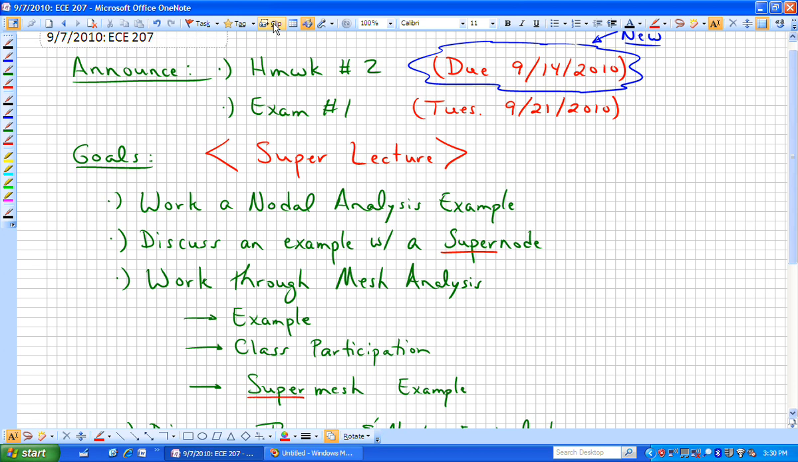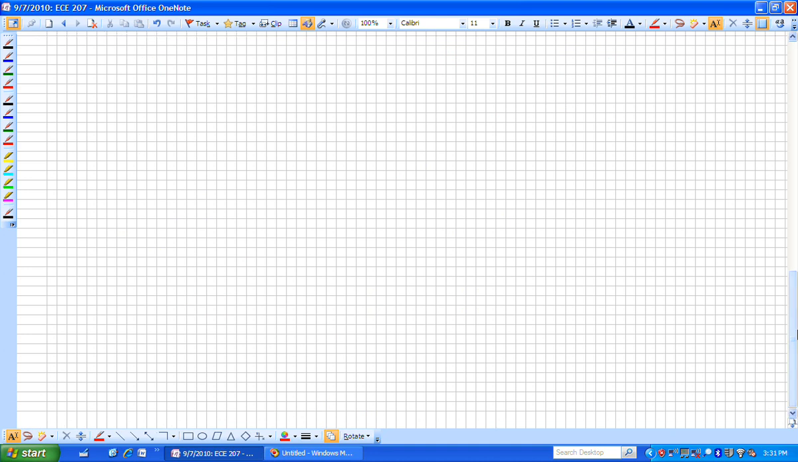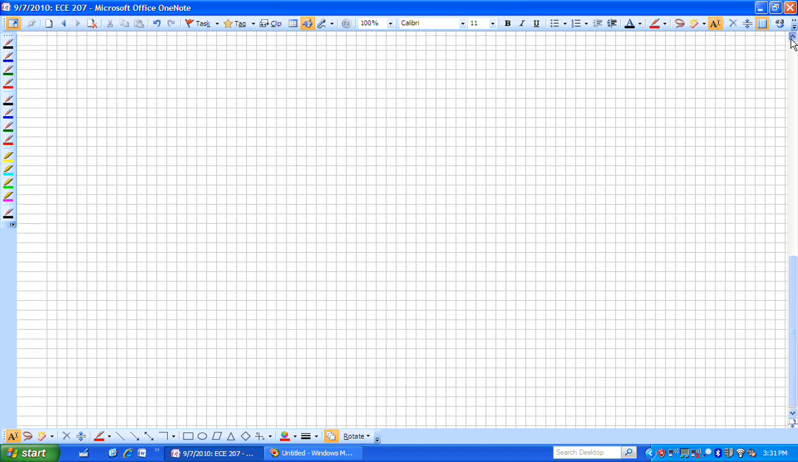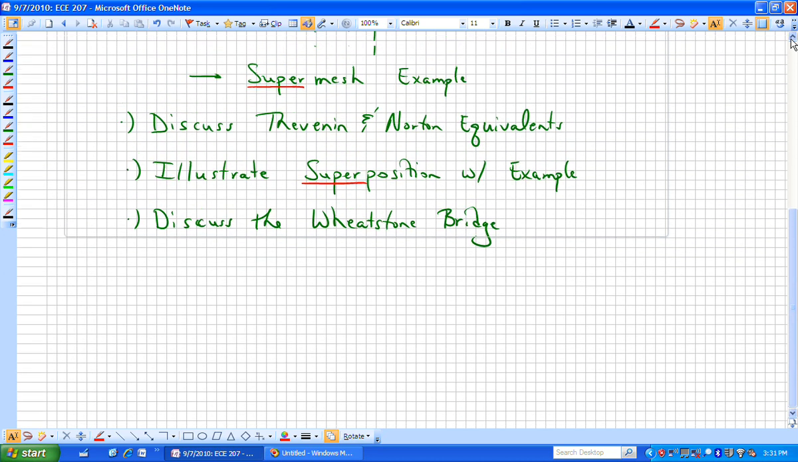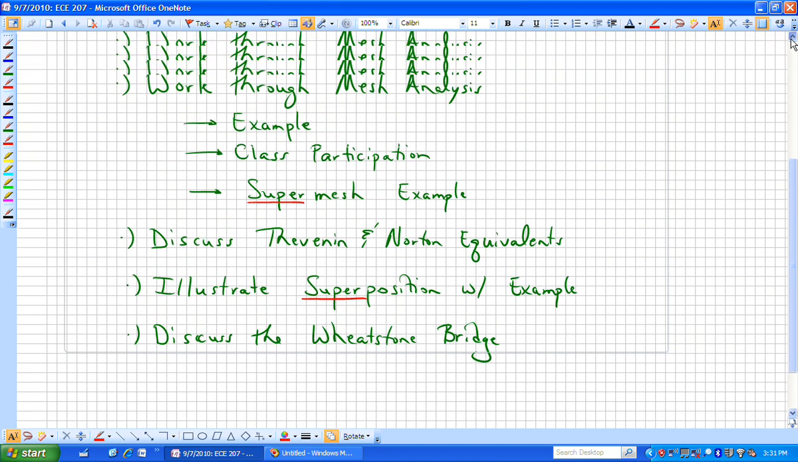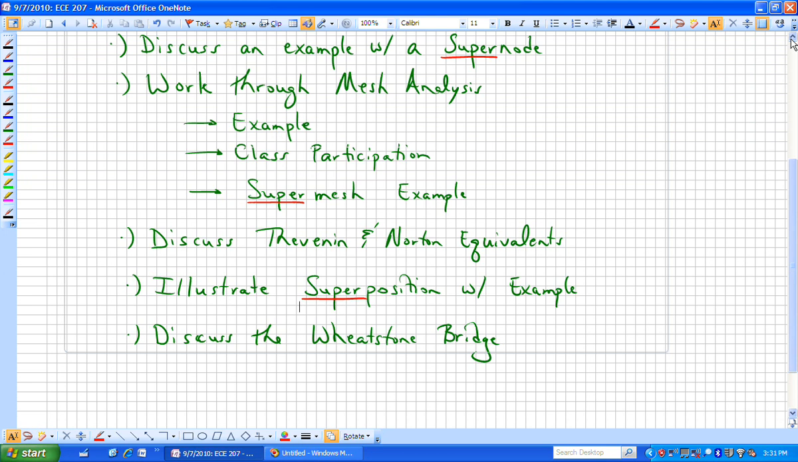This is the super lecture. I know all lectures are super, but the reason is that there are a lot of different supers in this lecture. We're going to talk about supernodes, supermeshes, and even, what in the world? Superposition. There's all of our supers.